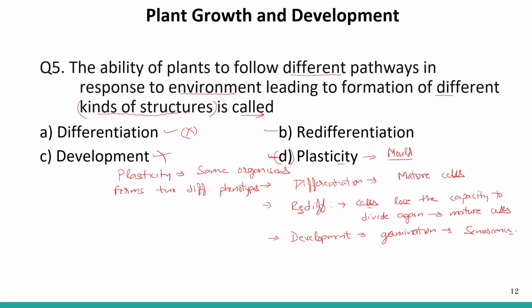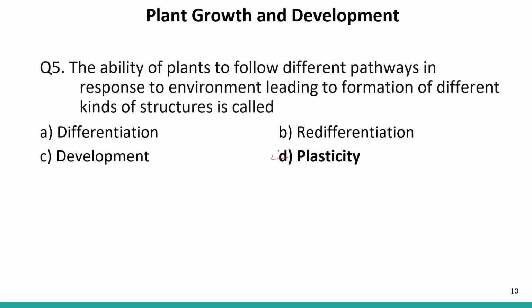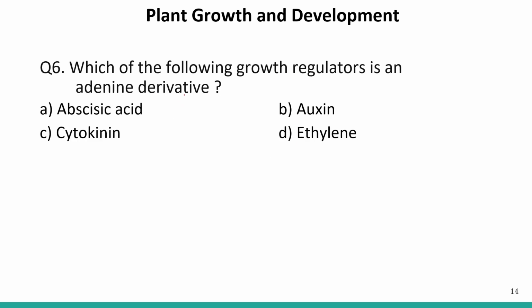So, what should be the correct answer? Answer should be option D. Plasticity is the phenomenon where the plant follows different pathways in response to the environment, leading to the formation of different kinds of structures.